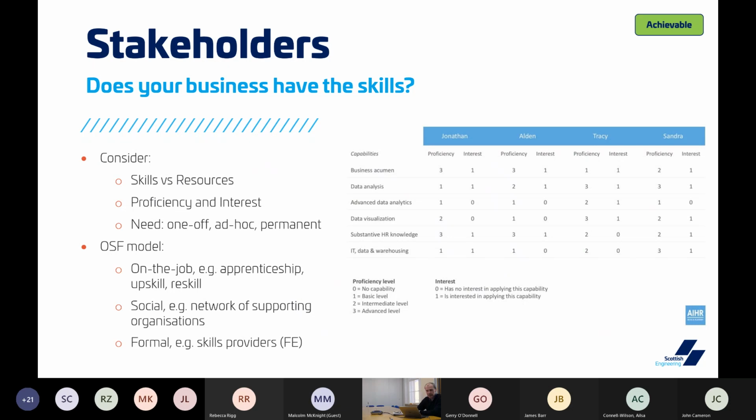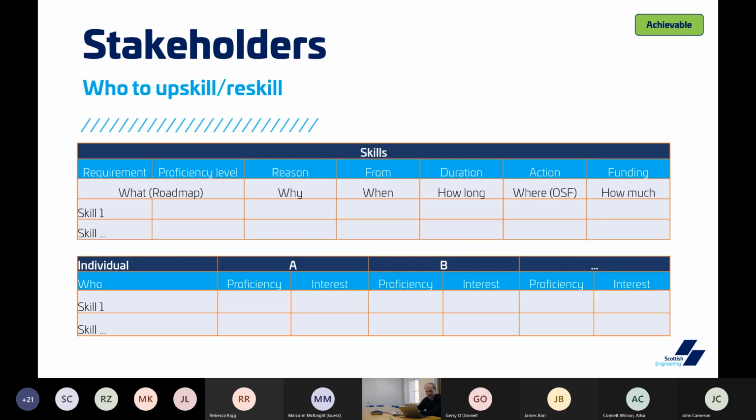So that's the thing about the stakeholders. Your employee, do you have the skills? And when you look at that, then you're probably going to end up with something that looks at the skills and looks at the individuals. And in terms of skills, as I said, you want to know what do you need and what level of proficiency you need. And then why do you need it? What are you going to do with it? When do you need it? Do you need it in 6 months' time? Do you need it now? And how long are you going to need it for? Because is it a one-off, or is that permanent? Do you want something in-house or not?